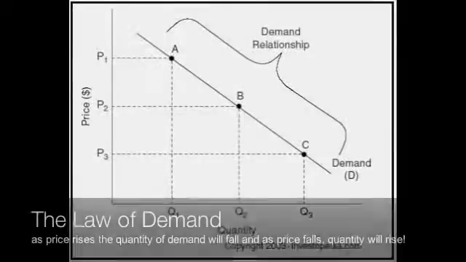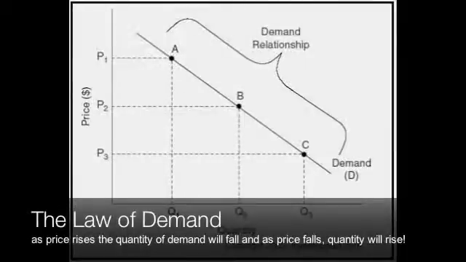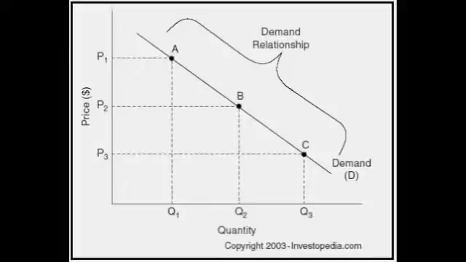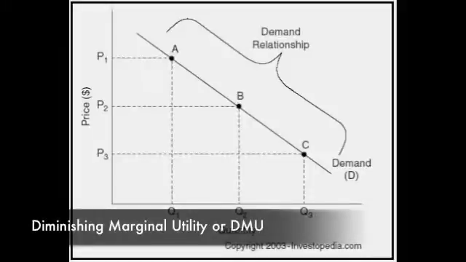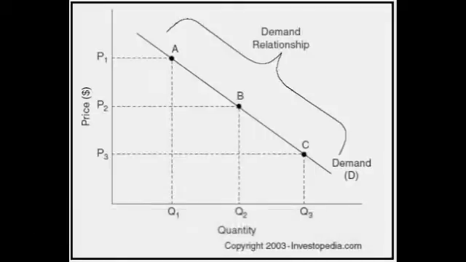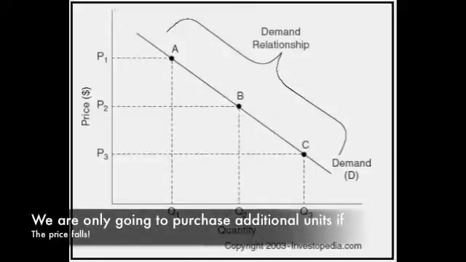The law of demand states that as price rises, the quantity demanded will fall, and as price falls, quantity demanded will rise. This downward sloping demand curve is explained by diminishing marginal utility, or DMU. As we consume additional units of a good, our additional satisfaction will fall, so we are only going to purchase additional units if the price falls.